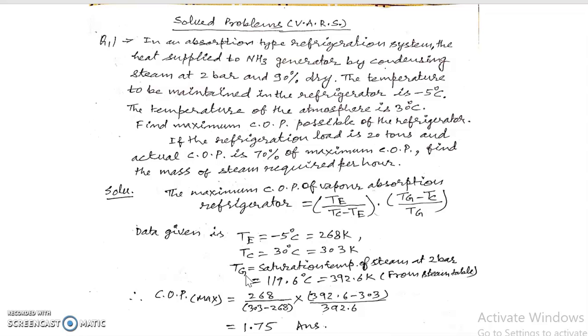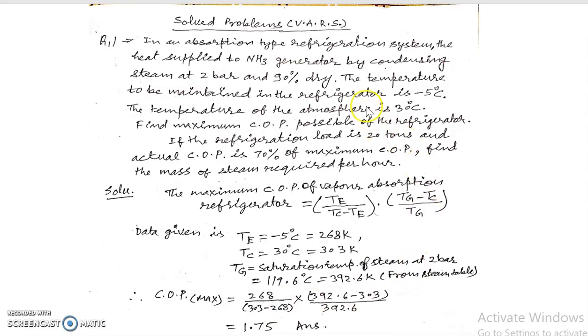So the temperature of the generator is the saturation temperature of steam at 2 bar. Since heat is supplied in the form of condensing steam, we have to take the saturation temperature of steam at 2 bar. From the steam table it comes out as 119.6 degrees Celsius, that is 392.6 Kelvin. Now we can easily calculate the maximum COP from this equation as 1.75 by putting in all the values. So this is the maximum COP.